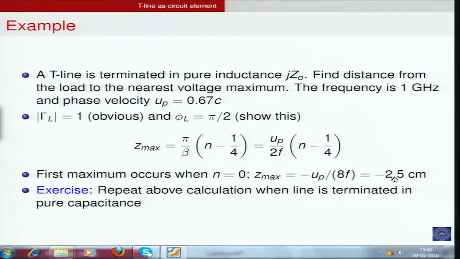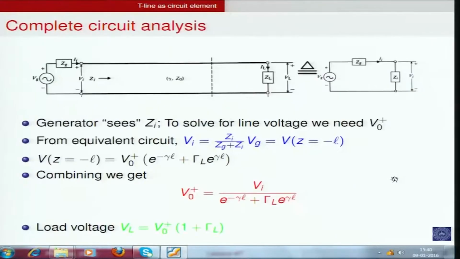You can either calculate it by this expression putting n equal to minus 1, or you can use the fact that maxima to maxima distance will always be equal to lambda by 2, and therefore you can use that one. So maxima are separated by lambda by 2. You can also find when the first minima occurs by again going to this lambda by 4 thing. Maxima to minima is lambda by 4.